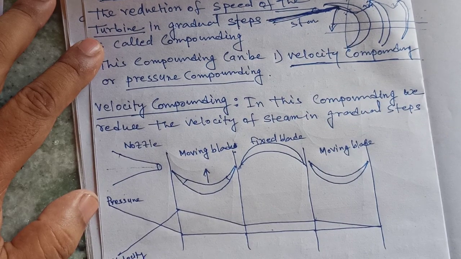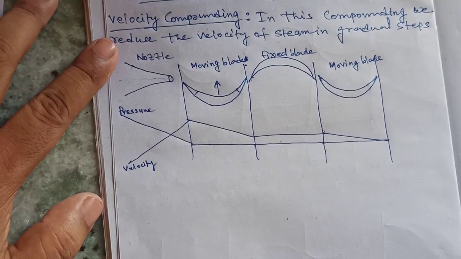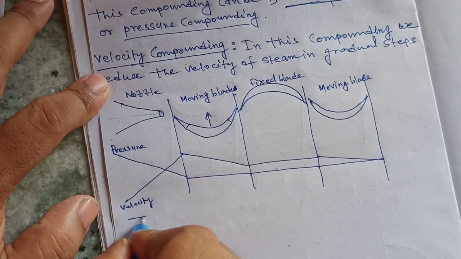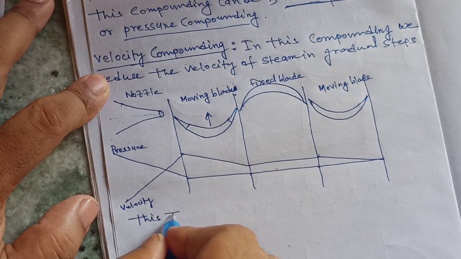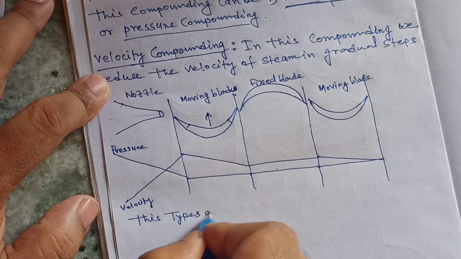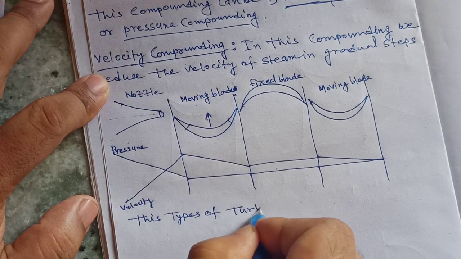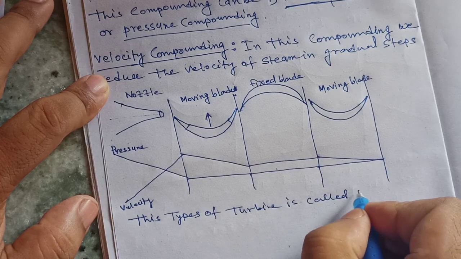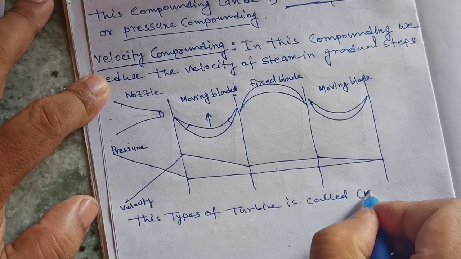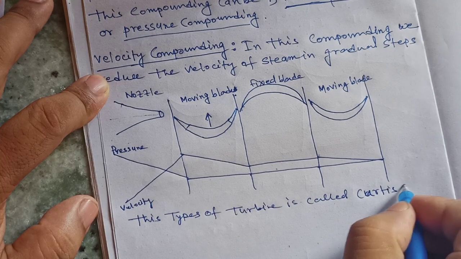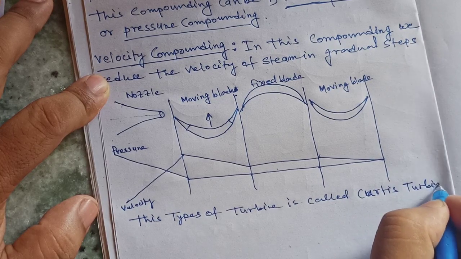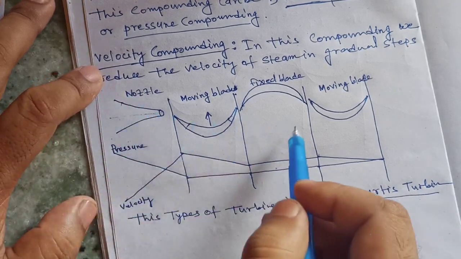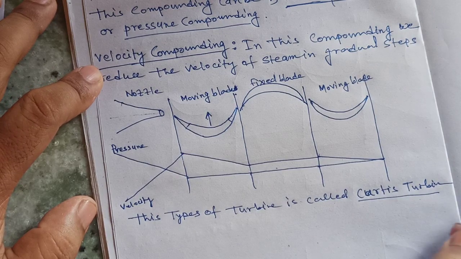Now, further, this type of turbine is called the Curtis turbine. This type of turbine where velocity compounding is there is called the Curtis turbine.